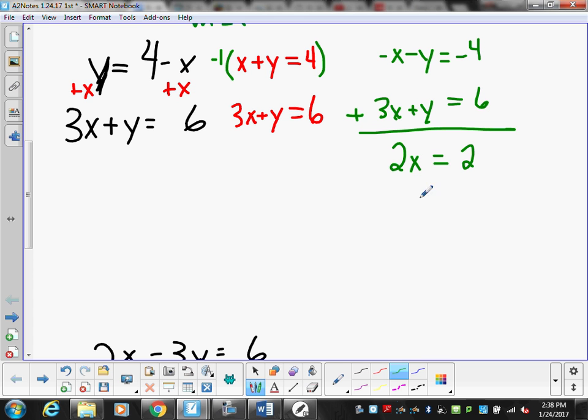So x equals 1. Because negative x plus 3x is 2x. Negative y plus y cancels out. Negative 4 plus 6 is 2.